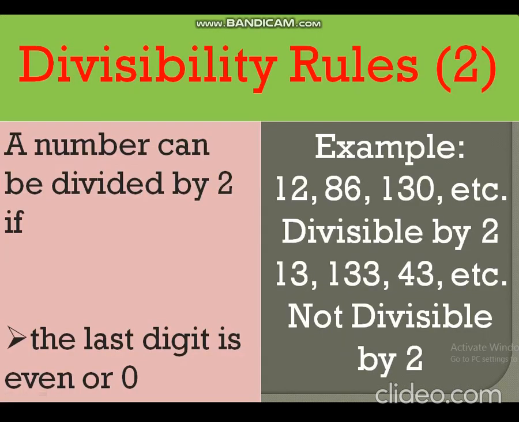Divisibility by 2. The rule is any number, the last digit of which is either even or 0, is divisible by 2. It means take any number with any number of digits in it. We have to check its ones place only. If ones place has even numbers like 2, 4, 6, 8 or 0, that number is going to be divisible by 2. In case we get odd numbers in ones place, the number is not divisible by 2.